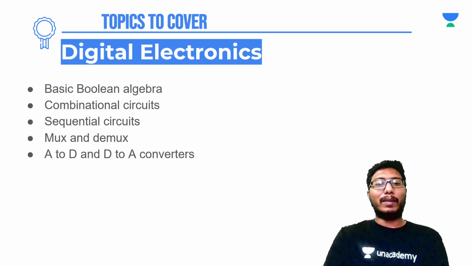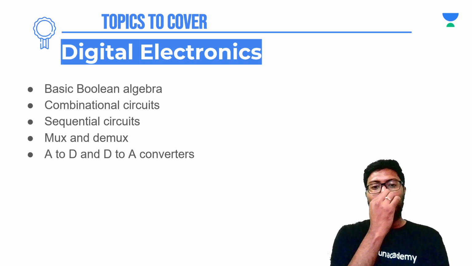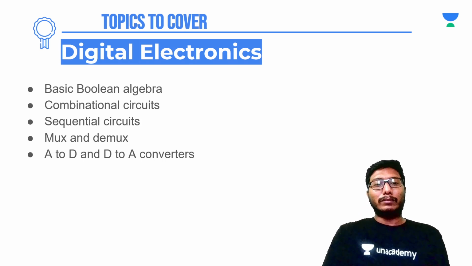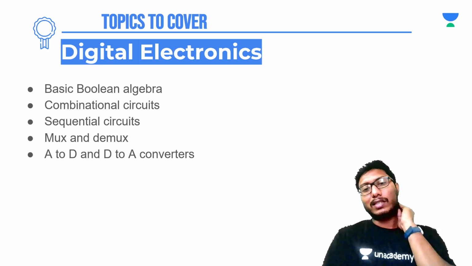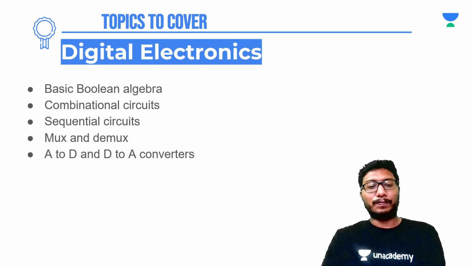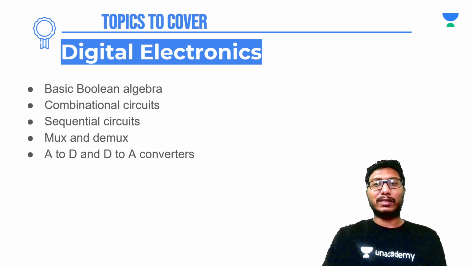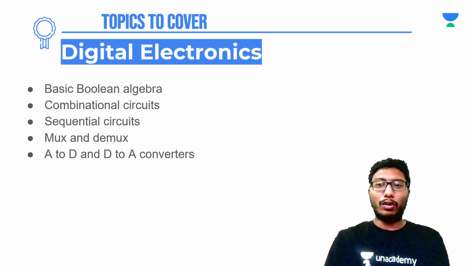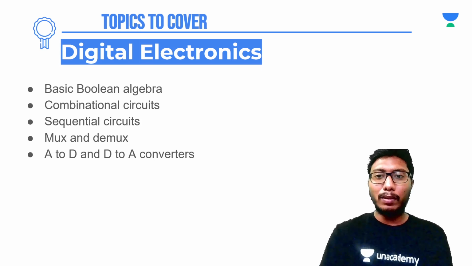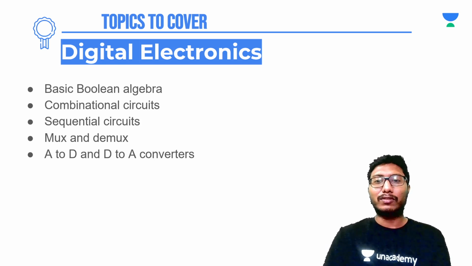A 4x1 mux can implement a two variable function, and also a 3 variable function. How it is going to implement a 3 variable function is a bigger question, that is, it involves some calculations and all. So this is more important for the GATE examination. That is, you can implement 3 variable functions with a 4x1 mux.